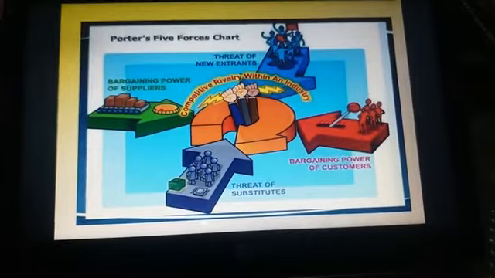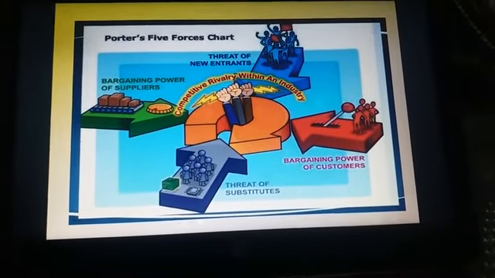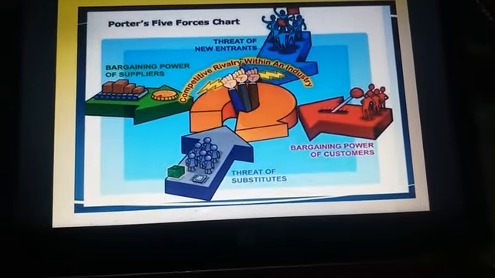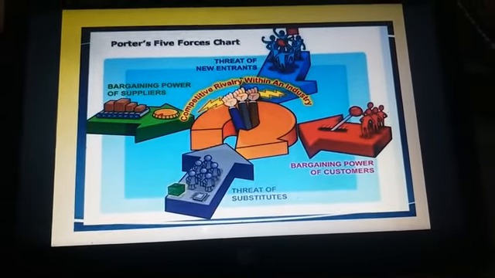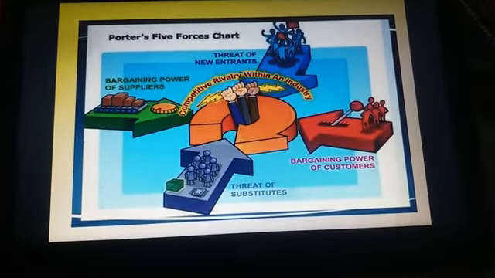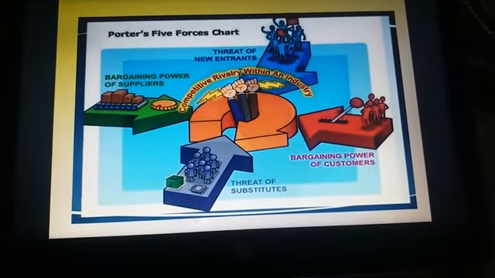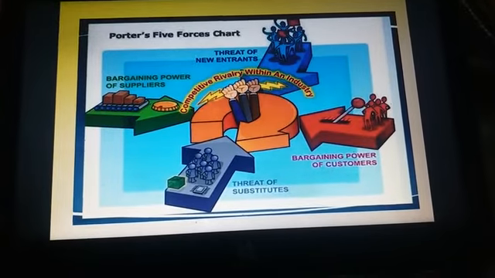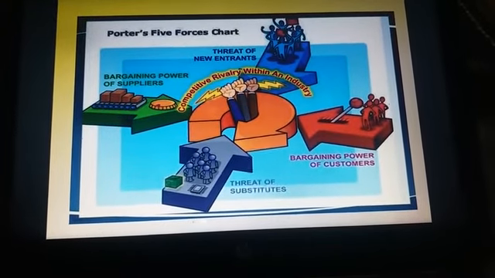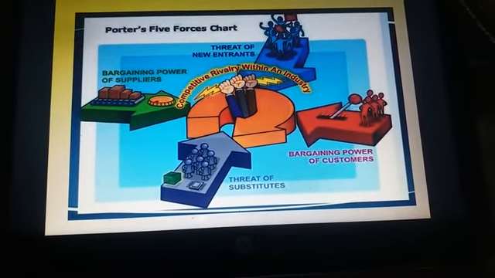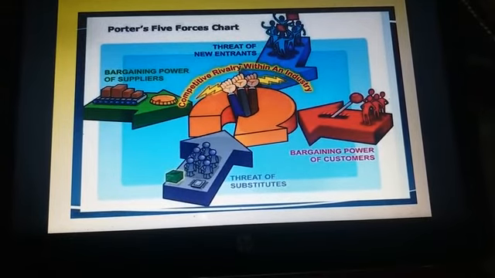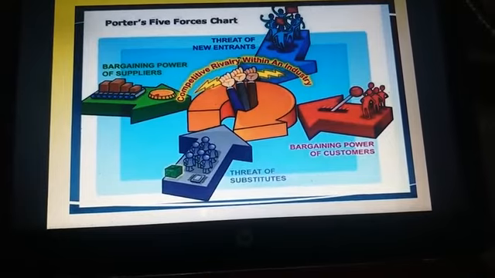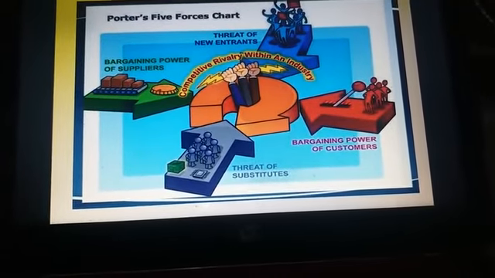Moving forward, Porter's five forces model: number one is competitive rivalry within an industry. Here, how many rival firms are there? Bargaining power of suppliers. There are a lot of suppliers. Whom to choose? Which one is the best supplier? Different suppliers have different rates. Threat of new entrants. Obviously, there is free entry and exit in the market, so anyone can enter and anybody can go out.